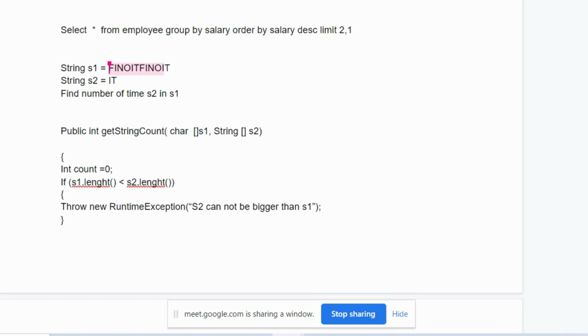Swapnil, listen. The problem is that you are not checking this last element, right? And it was actually matching. It is matching, right? No, sir, just give me 2 minutes.